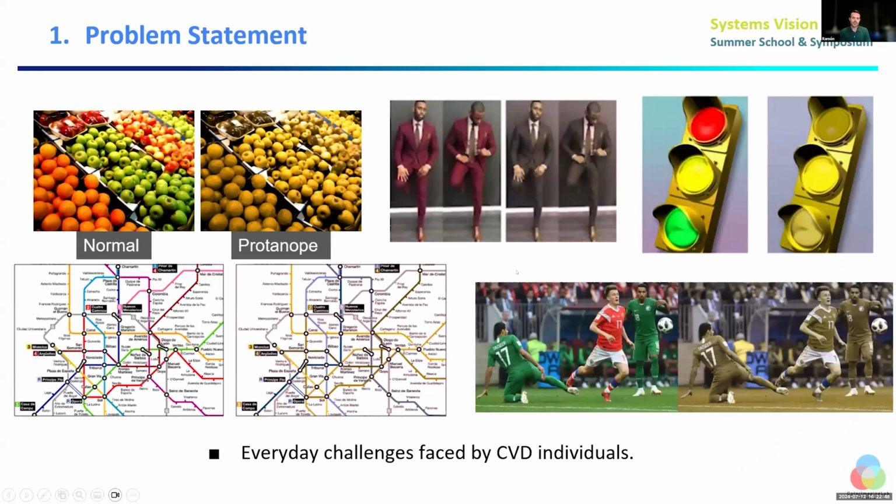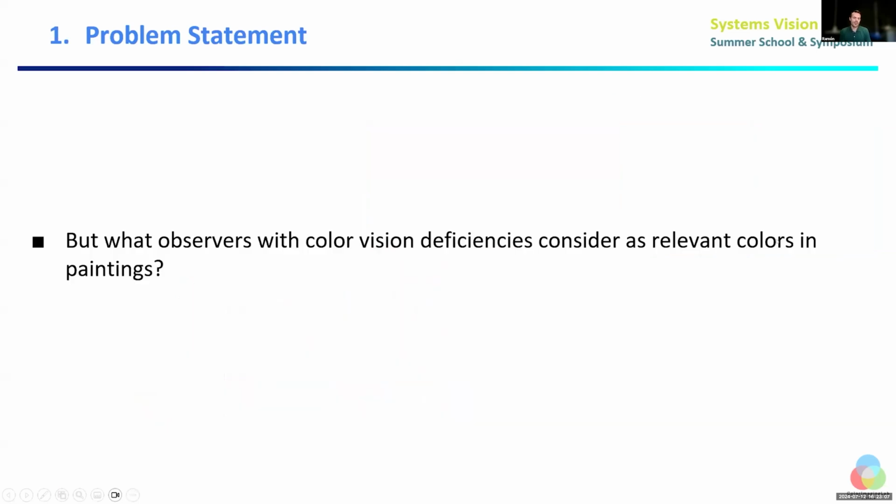In this slide, I show some of the everyday challenges faced by individuals with color vision deficiencies: identifying the ripeness of fruit, combining clothes, recognizing traffic light colors, reading maps, or watching a football match. So, considering all of this, what do observers with color vision deficiencies consider as relevant colors in paintings?